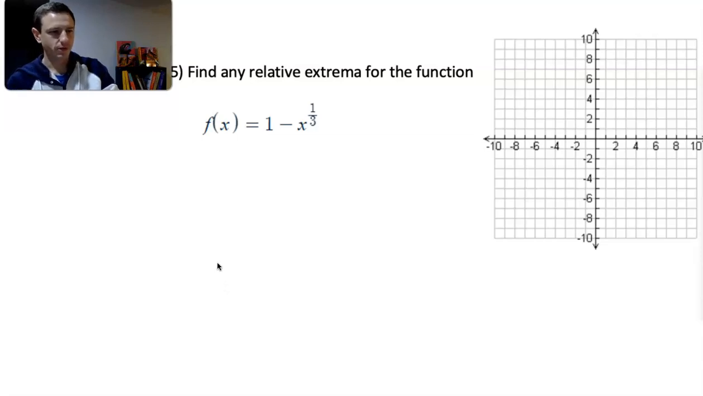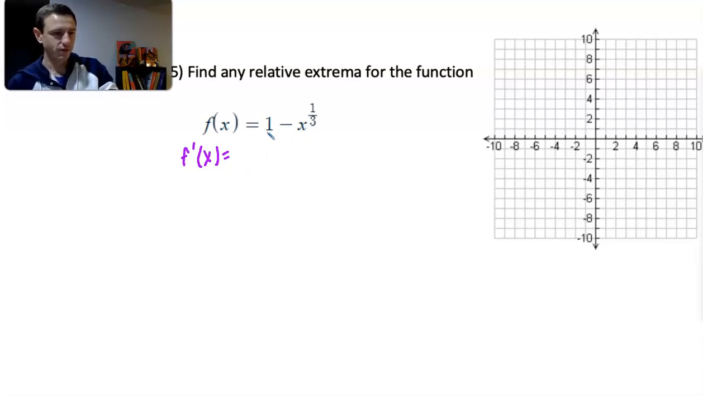All right, next we want to look at finding any relative extrema for the function f of x equals 1 minus x to the 1/3. This is a really interesting problem because something a little tricky happens here when we take the derivative. So what we want to do first is take that derivative because we want to use the first derivative test to find critical values. Critical values can be a point where the derivative is equal to 0 or a non-differentiable point where the derivative does not exist. We want to take the derivative.